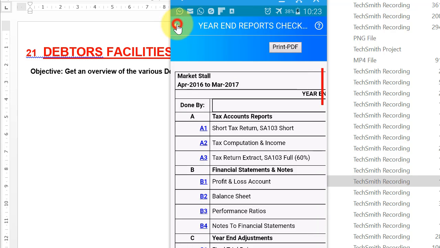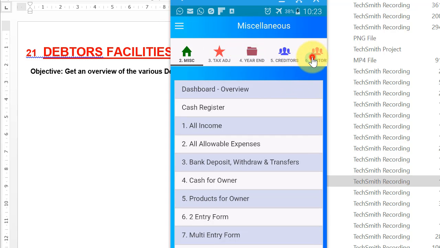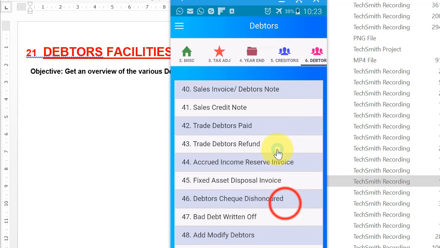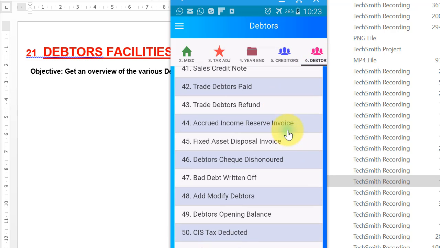So that brings us to the end of this session, where we looked at debtors facilities in module number 6. So we basically find recording forms.